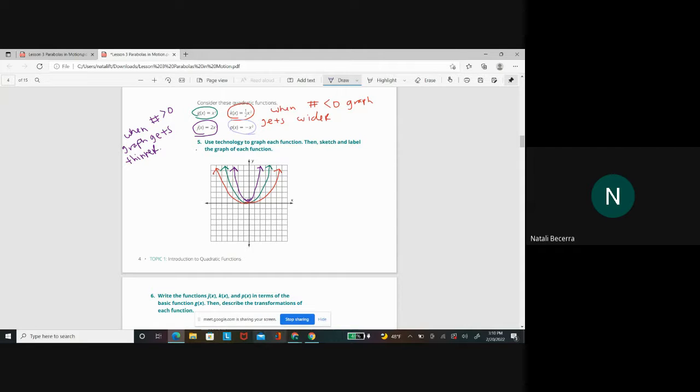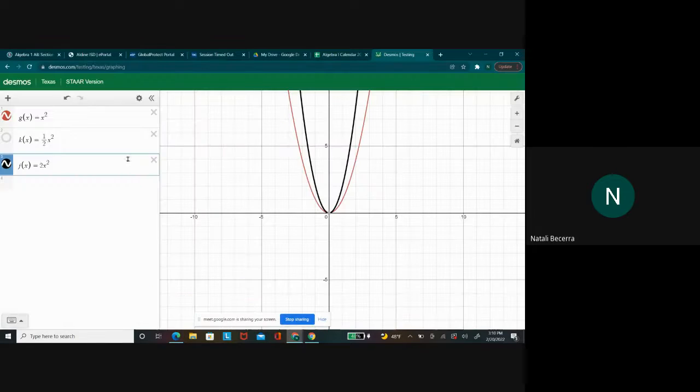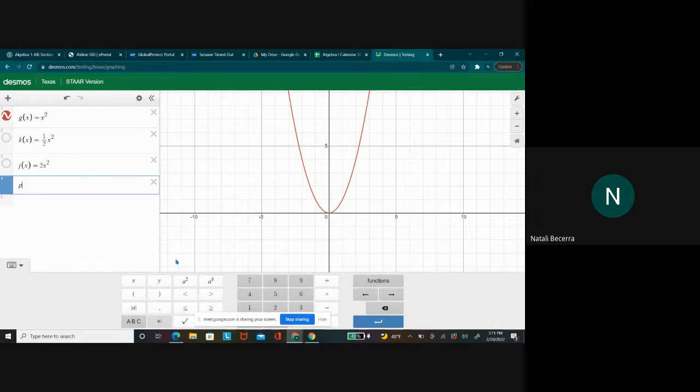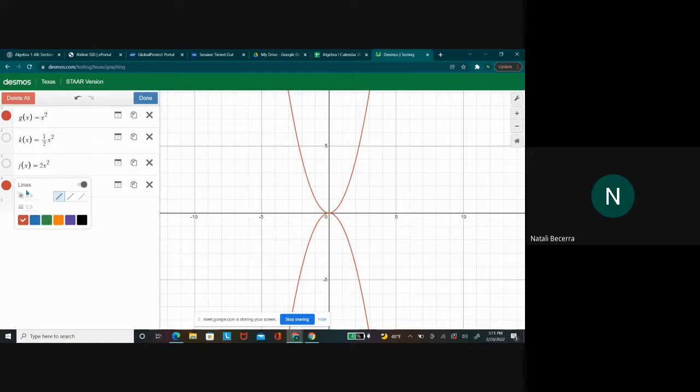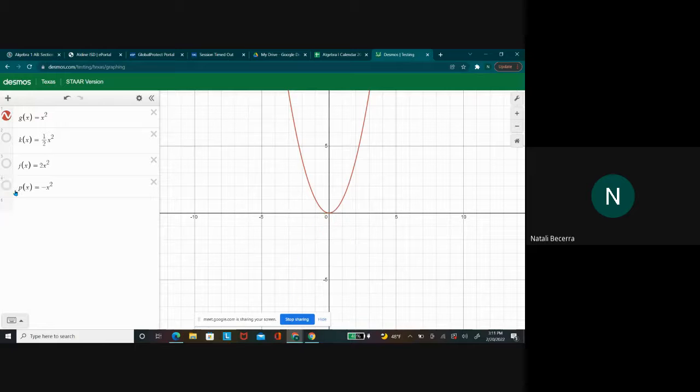So whenever you have this, let's see what happens. I'm gonna delete this one. P of x equals negative x squared. And look what happened to the graph. And I'm gonna change the color for this actually, because I want you guys to be able to tell the difference. So the red one is the original, and this is a transformation.